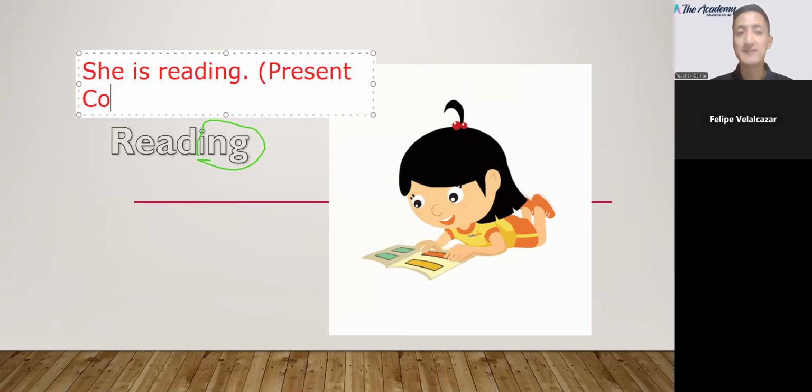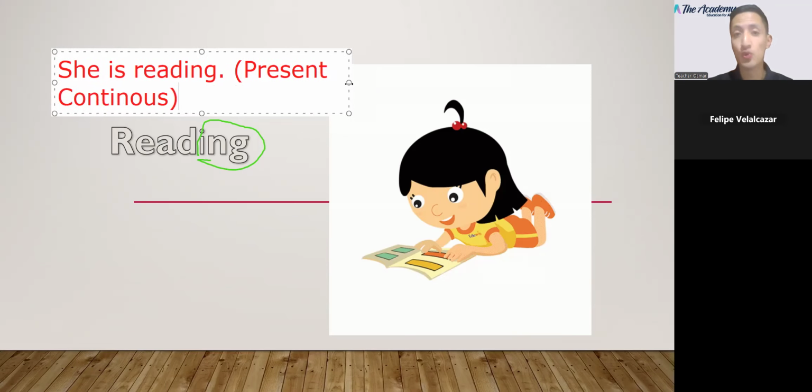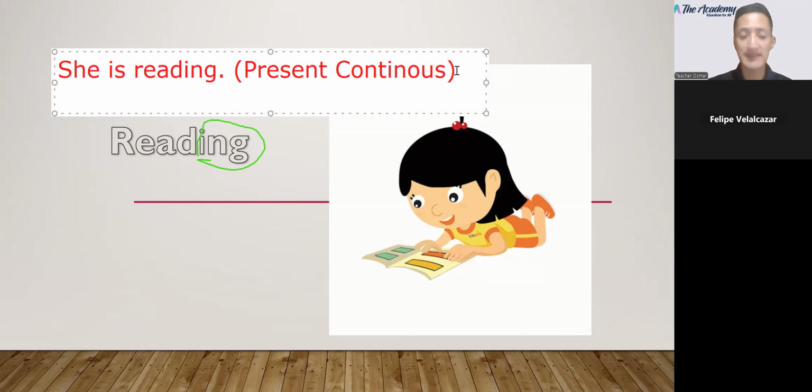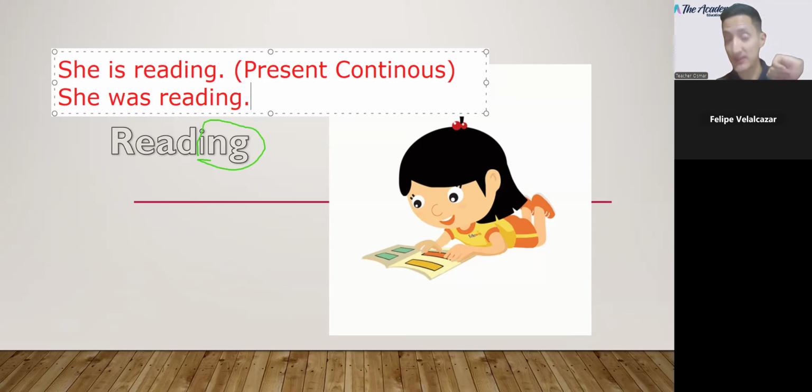If you want to transform that to past continuous, you just need to change the to be verb. So, present continuous, she is reading. In past continuous, we may say she was reading. Excellent. She is reading, present continuous. She was reading. Okay? Give me a second, teacher, for writing. No worries.